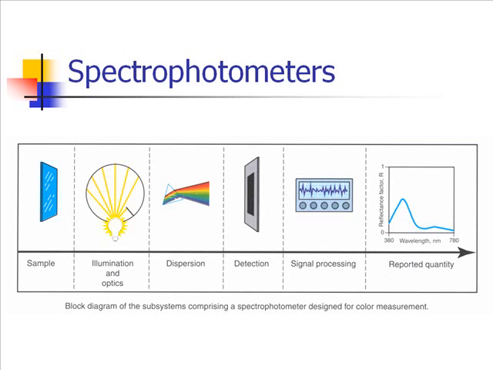So here shows the individual components of our spectrophotometer. We must have a sample, our optics and illumination, some kind of dispersion. I mentioned it doesn't necessarily have to be a prism. Some kind of detector. You'll see there's two main types of detectors that are used. A computer that processes the signal, and then we need to output that information somehow so that we can use it to make our color decisions.